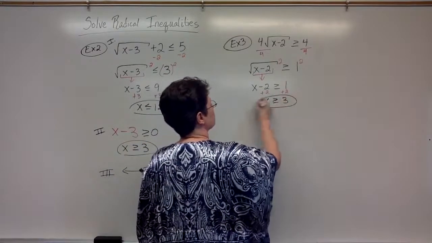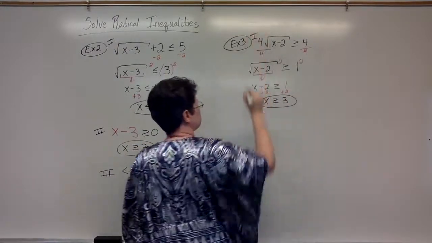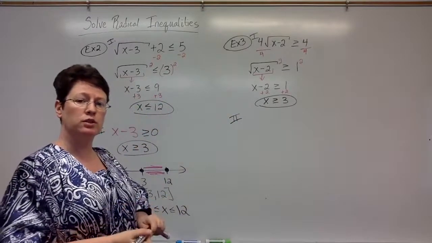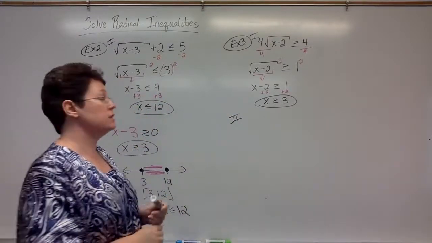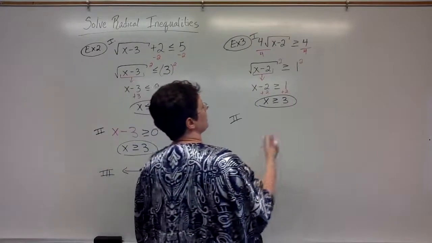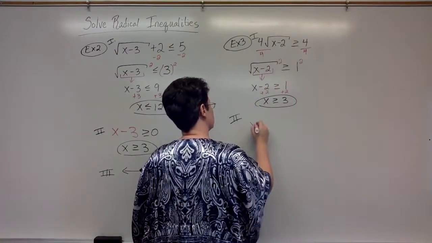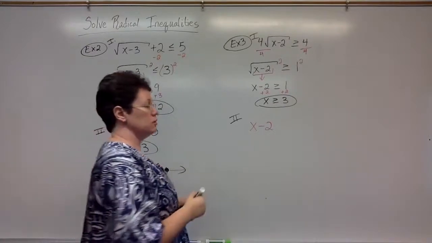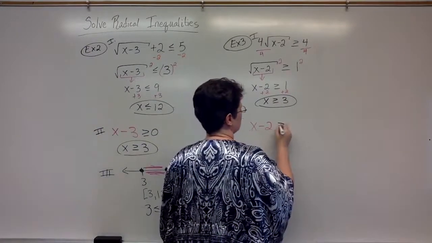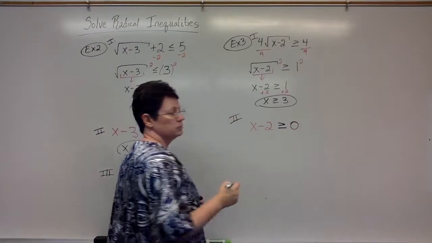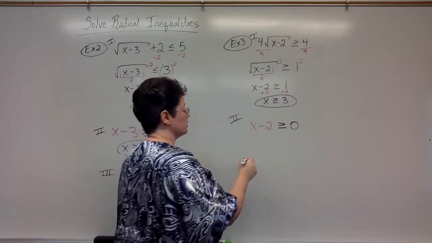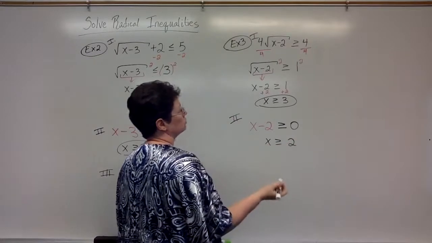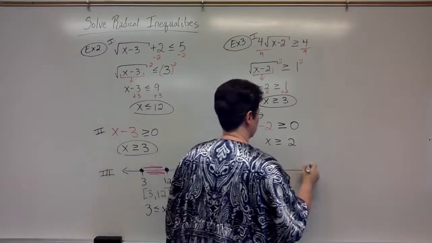That's half my answer. That was part 1. Now I got to do part 2. How do we do part 2? The stuff inside the radical. What's inside? X minus 2. What do we do with that? You set it greater than or equal to 0. So I add 2 to the other side, and I get x is greater than or equal to 2. Okay, so let's put it on the number line.